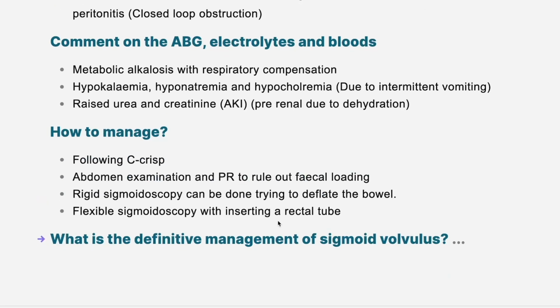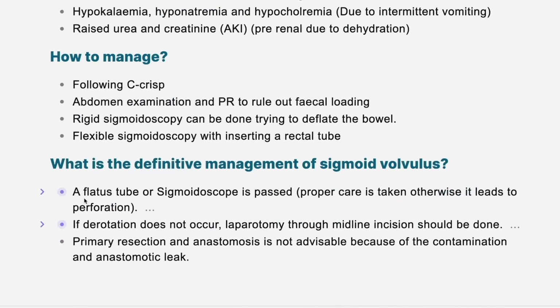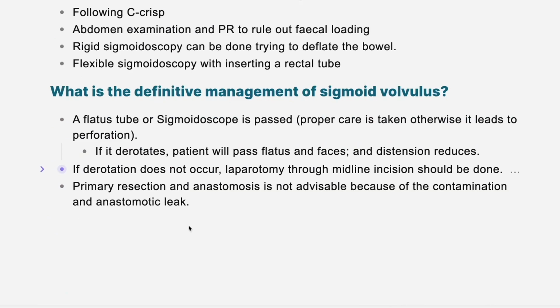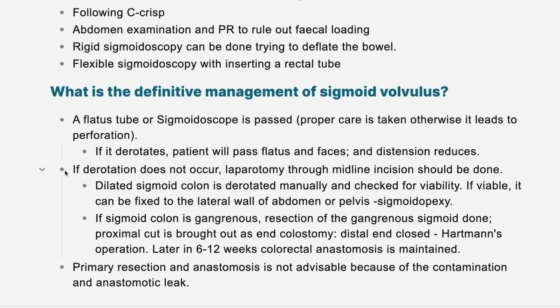So how to manage? CREST approach, doing PR examination and abdominal examination, and then we can do rigid sigmoidoscopy, and flexible with inserting a rectal tube. Definitive management, like I said, sigmoidoscope with a flatus tube or rectal tube, trying to derotate it. If derotation did not work, we can do laparotomy with a midline incision and try to derotate it manually. And of course, we need to check for the viability first. We can fix it to the wall, which is called sigmoidopexy, to prevent it from happening again.